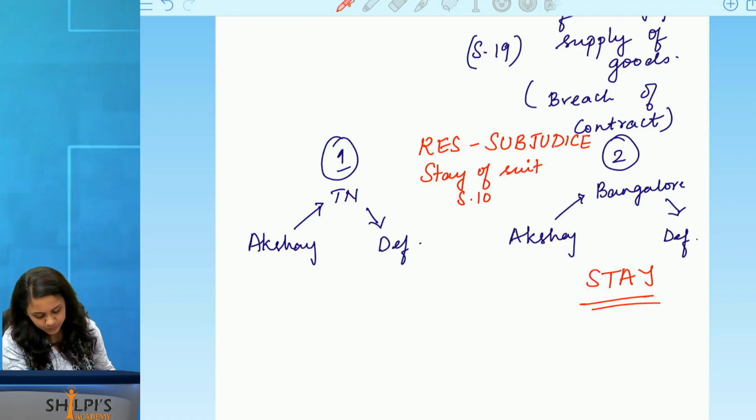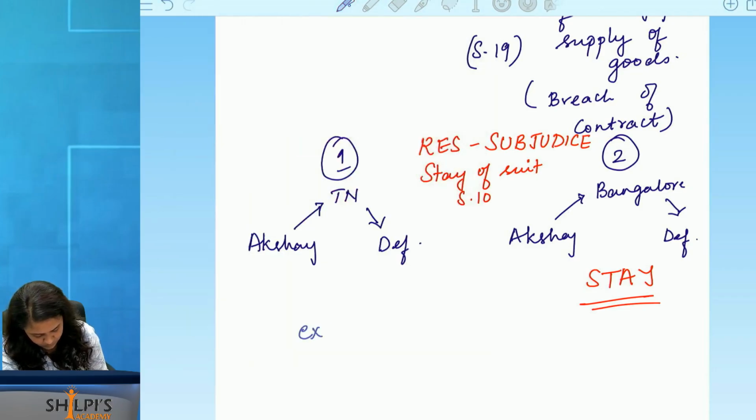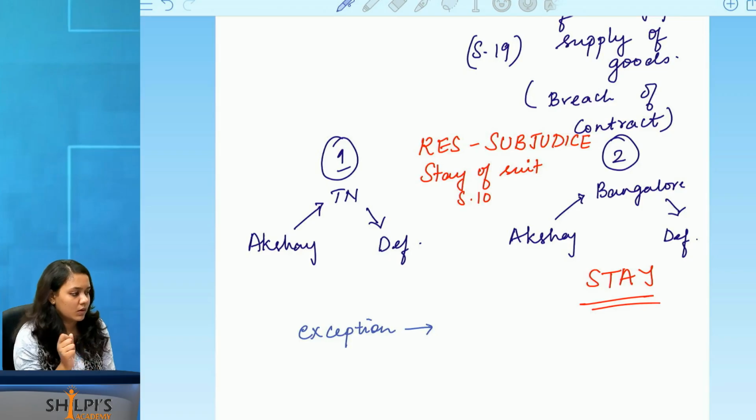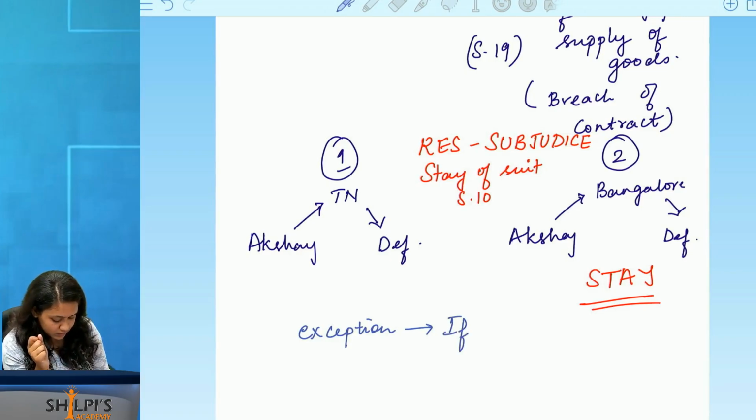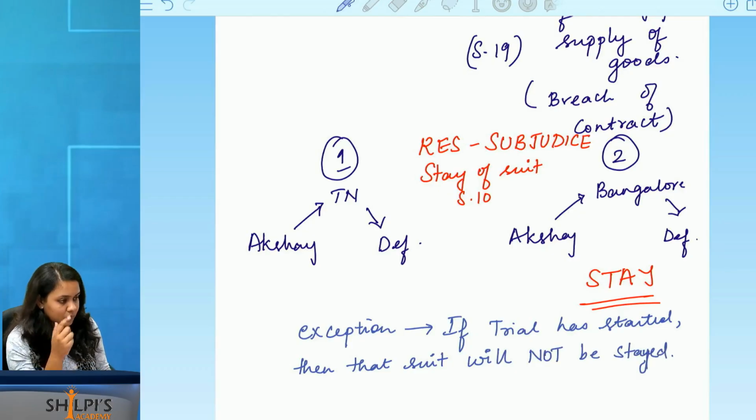If the trial has started, then you cannot put a stay to that suit.